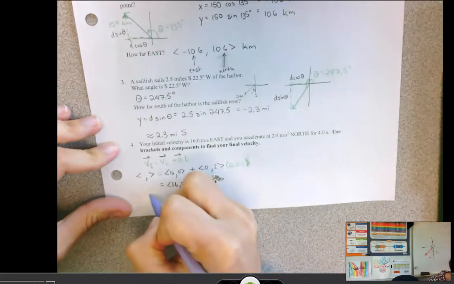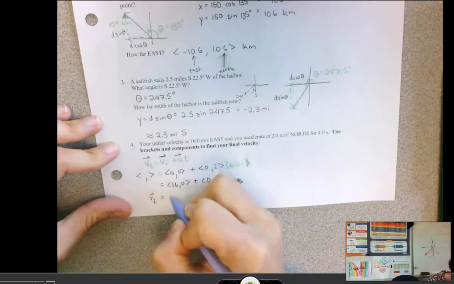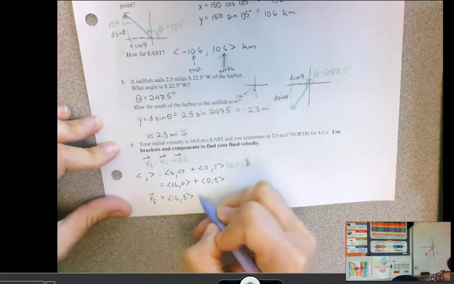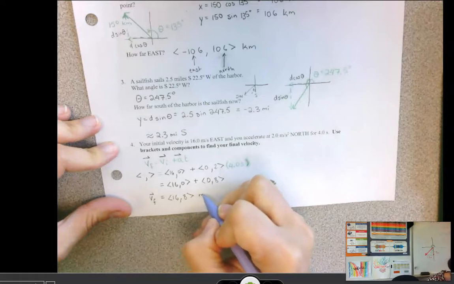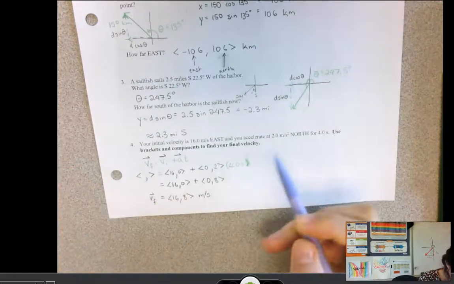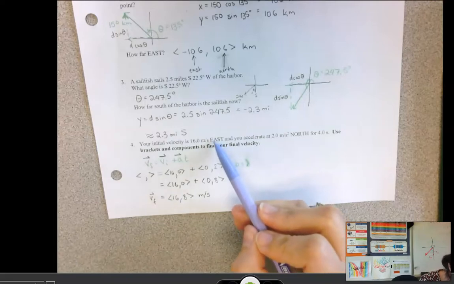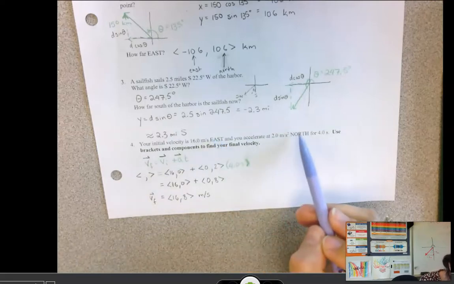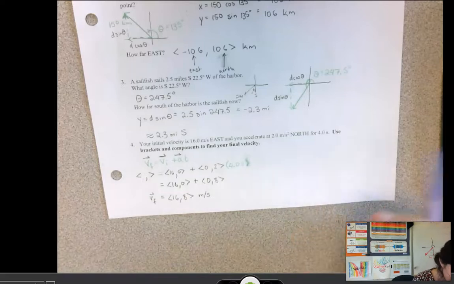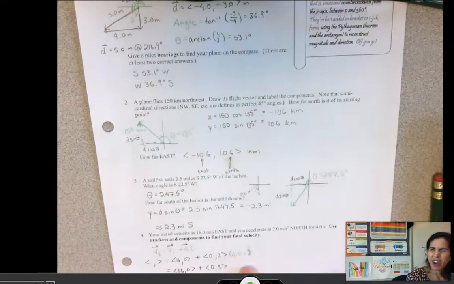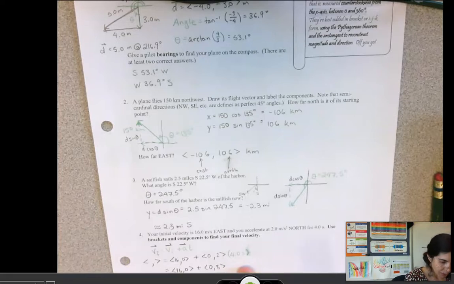Final velocity, and they didn't say anything about bearings or magnitude, so we can leave it in bracket form, is 16 meters per second east and 8 meters per second north. Why didn't we have to do any of this before when we did one-dimensional motion? Because it was always east and west, never east and north. Now that we have east and north, we're going to need to use the Pythagorean theorem and the arctangent to see not only our magnitude, but our new direction, which is not going to just be forwards and backwards.